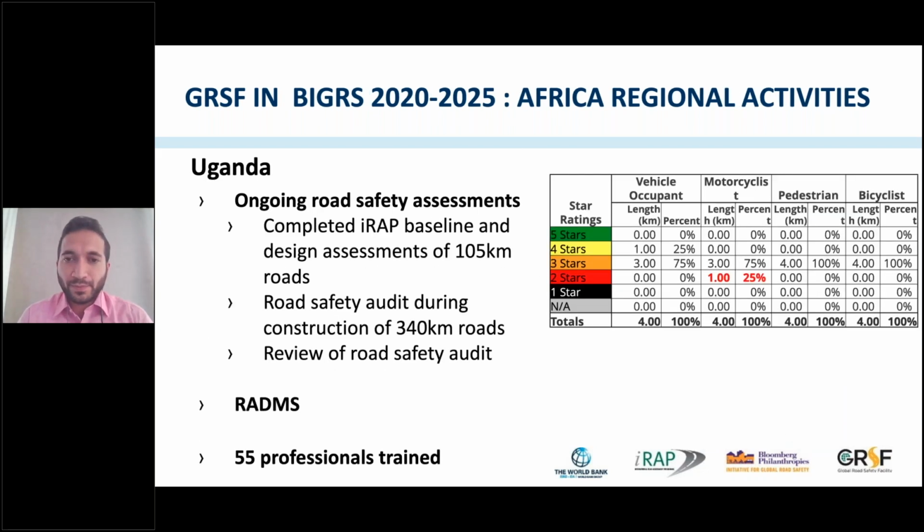In Uganda, we recently completed iRAP baseline and design assessment for 105 kilometers of project roads. And we plan to do road safety audit during the construction stage for another 340 kilometers of roads of another World Bank financed project, and we will review the road safety audit. We also have a road accident database management system activity under the World Bank financed project in Uganda, and GRSF is supporting that activity also. So far, 55 colleagues have received training in road safety under the Bloomberg program.